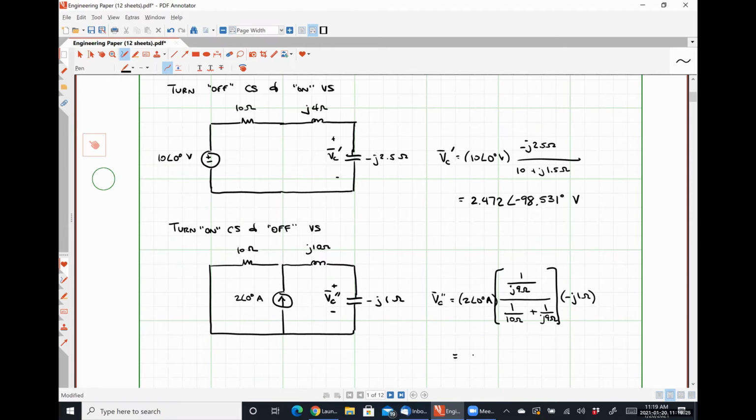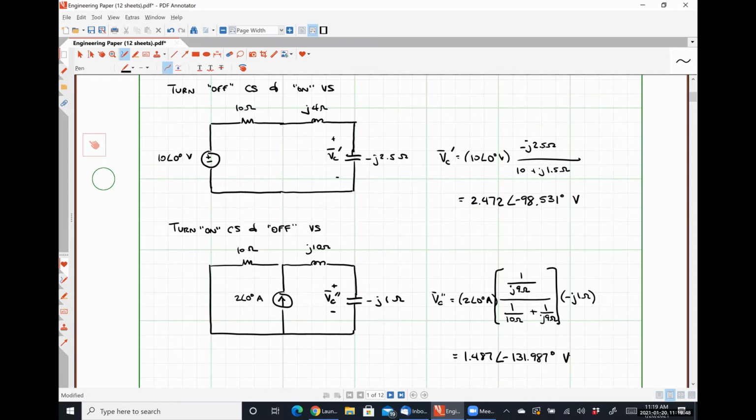I get 1.487 with an angle of negative 131.987 degrees volts.